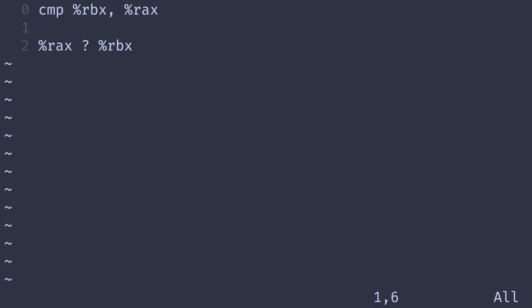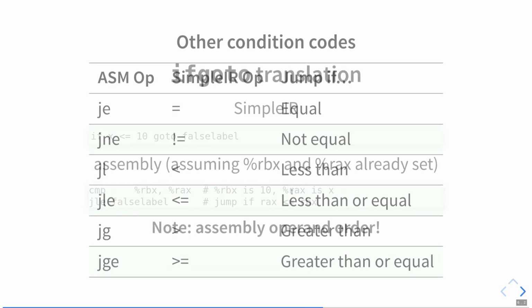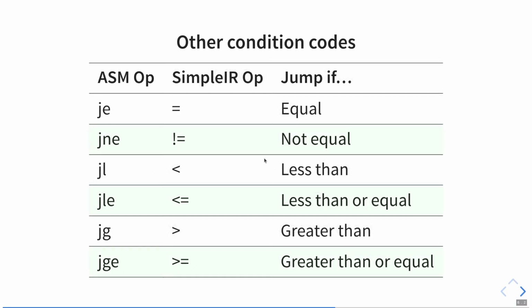And then to actually branch based off what this operator has to be, we have access to all these different opcodes here. So jump equal, jump not equal, jump less than or equal, jump greater than or equal. All the ones that involve 2 characters on the right have 2 characters on the left, or 3 characters on the left. That's like a quick way to remember them.